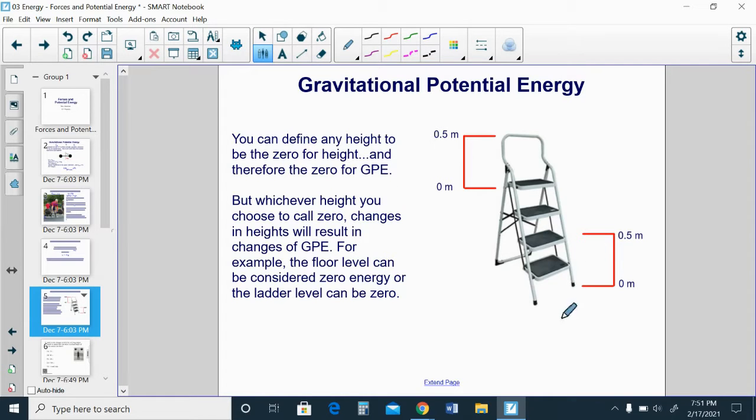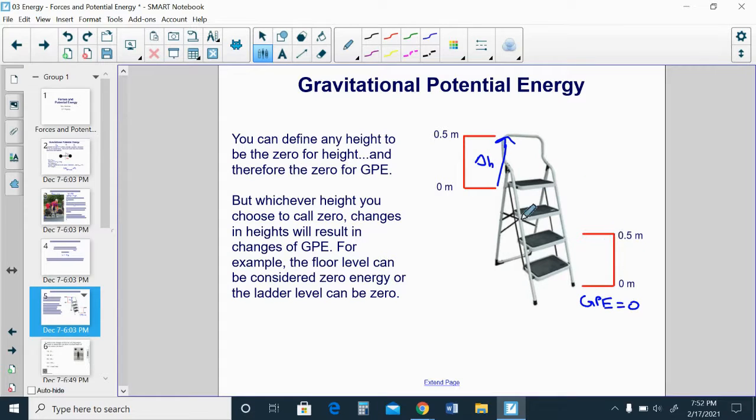So let's say we look down here at the bottom, gravitational potential energy would be equal to zero because mgh, in this case, h is 0 meters, would end up being zero. So whichever height you choose to call zero, changes in heights will result in changes of gravitational potential energy. For example, the floor level can be considered zero energy, or the ladder level can be considered zero energy. But if we're lifting something from this first step up to the handle, you would increase the gravitational potential energy, since now you'll have a change in height.